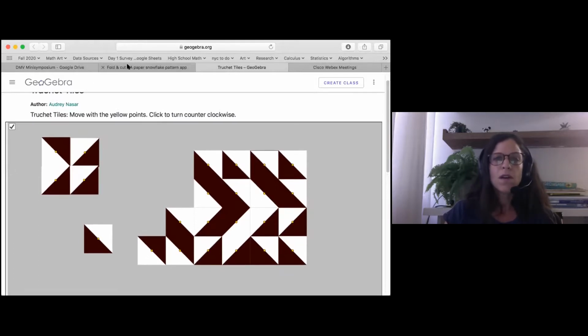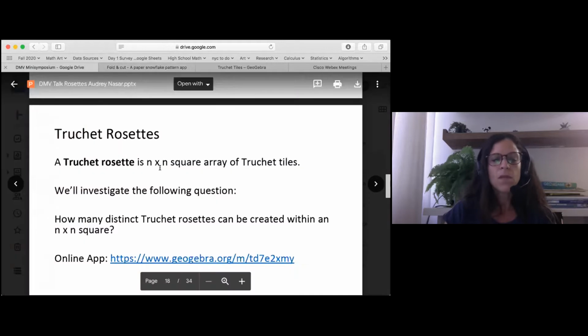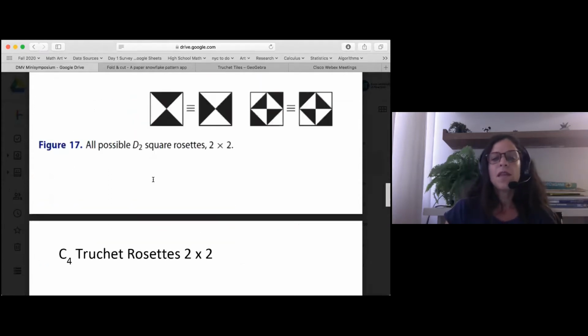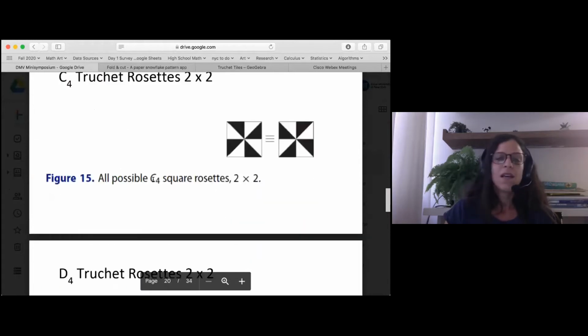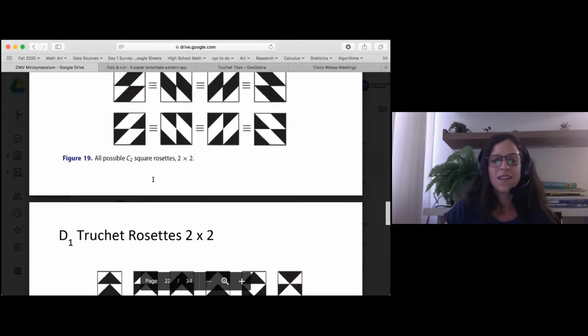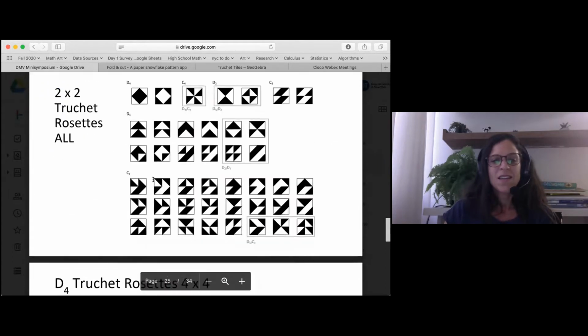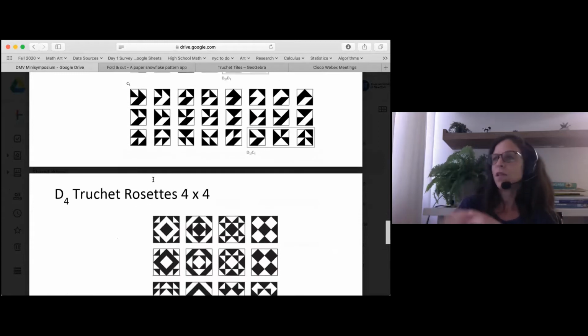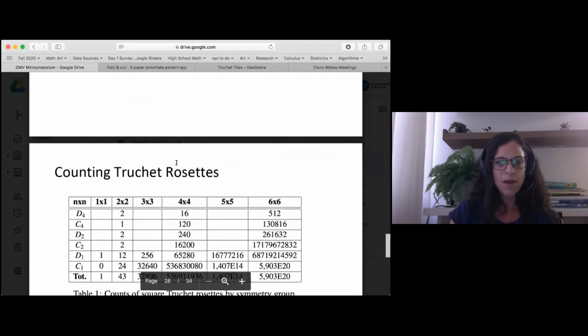So the next part of the handout or the lesson was to create different rosettes. So starting with the 2 by 2 to create D2s, and then create C4s, and so on and so on and so on. And I think the students really enjoyed this when I've done it in person in the past. So in person, I just made printouts of Truchet tiles and cut them up and then handed them out so that they were working together in groups on the same desk, and they were making all the different possibilities. Okay, I think we're probably close on time, so I should wrap up.